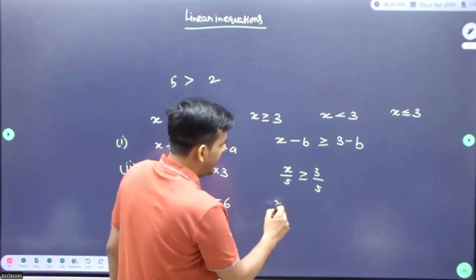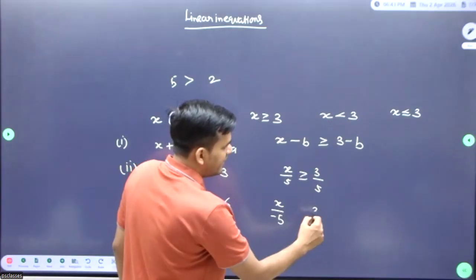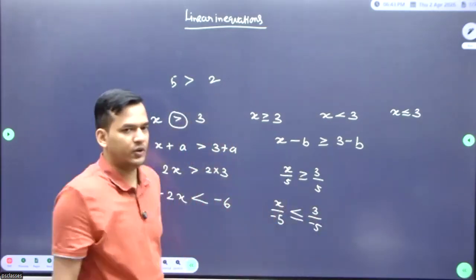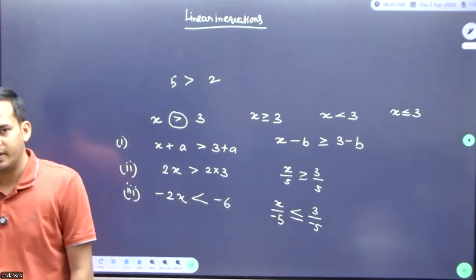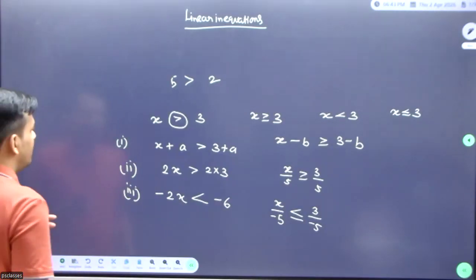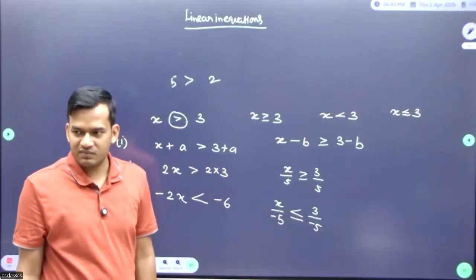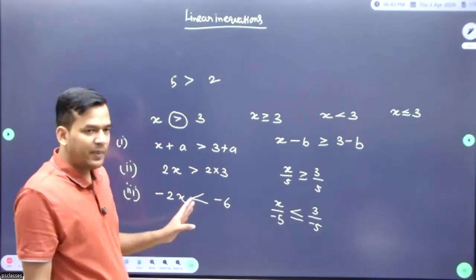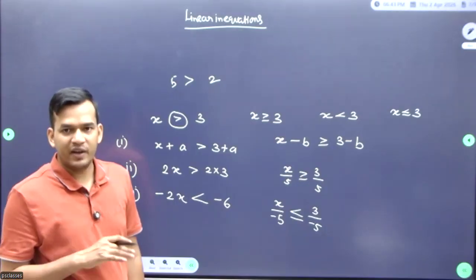So suppose you are dividing with minus 5, in this case x upon minus 5, 3 upon minus 5. The sign of inequality will change to less than or equal to. X upon minus 5 is less than or equal to 3 upon minus 5. So multiplication and division by a positive number does not make any impact on the inequality, does not change the sign of inequality, but multiplication and division by a negative number will change the sign of inequality.